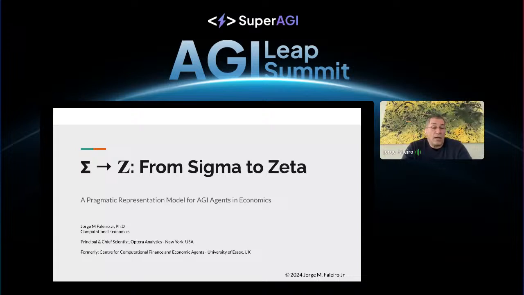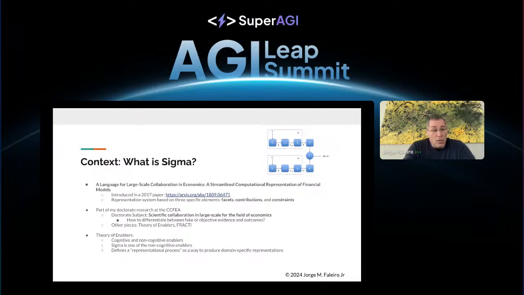But we're trying to give you guys a little insight into what's coming next after Sigma. We're calling this new thing Zeta. That's basically the same approach we use for the theory of enablers, taking into consideration AGI agents now. So what's Sigma? It's a language for large-scale collaboration in economics. Not only agents, but also humans can use that language to collaborate across multiple instances of research, in crowd-based research. It was introduced in the 2017 paper. We have the link there.